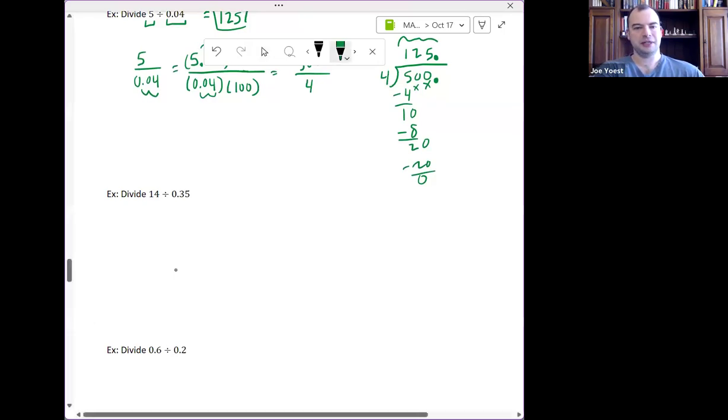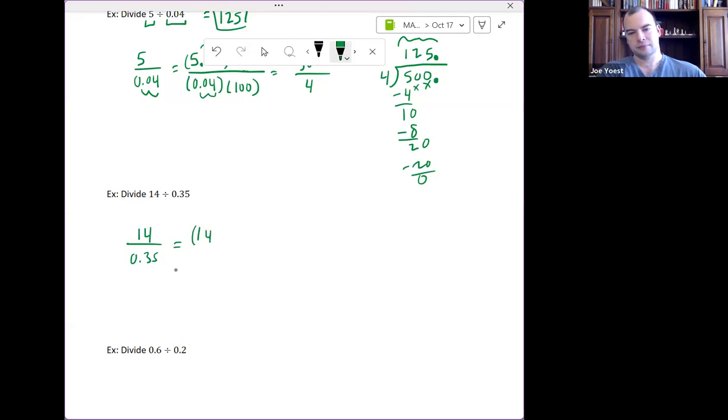Okay, so then what about 14 divided by 0.35? Pretty similar idea. I know I want to move the decimal point 2 places to the right in the denominator. I want to multiply by 2 factors of 10, or that's 100. Do the same thing in the numerator. In the numerator, I have 1,400. And in the denominator, I have just 35.